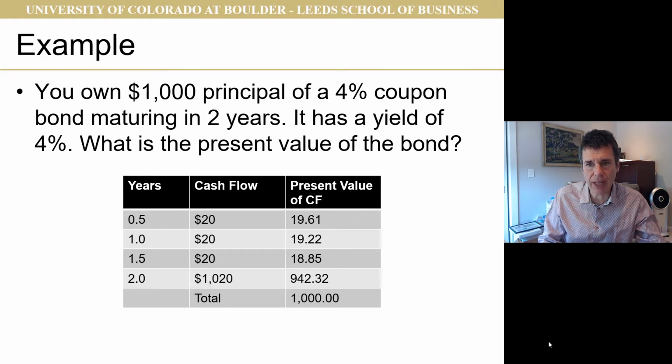We calculate the present value of each cash flow as, for the first one, $20 times 1 plus 4%, 0.04 divided by 2, to the negative 2 times a half. The second one is going to be the same, except it's going to be negative 2 times 1, and so on. We take the present value of each cash flow, we add them up, we get $1,000. And this is typically true. On a coupon date, the present value of a bond is par, or is the principal amount, if the coupon rate and the yield are the same.